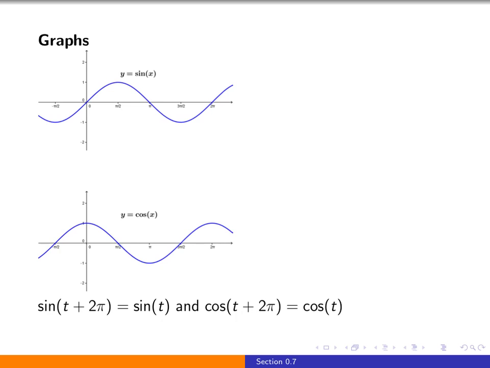A few nice properties that you can see is that sine of 0 is 0, sine of pi over 2 is 1, sine of pi is 0, sine of 3 pi over 2 is minus 1, sine of 2 pi is 0. Similarly, cosine of pi over 2 and cosine of 3 pi over 2 are 0. Cosine of 0 and cosine of 2 pi are both 1. And cosine of pi is minus 1.